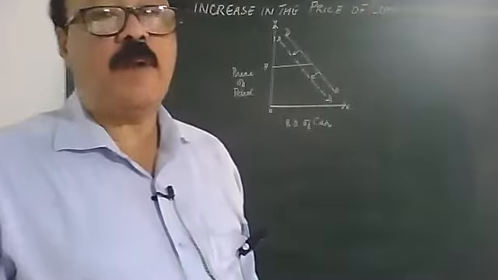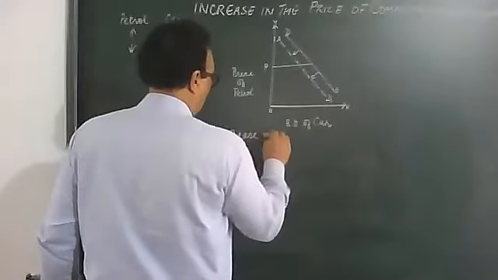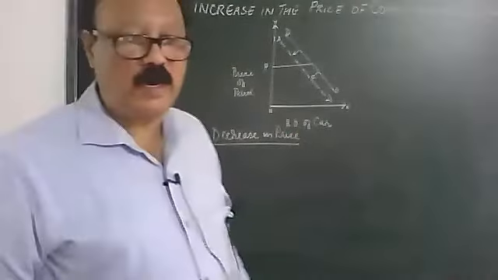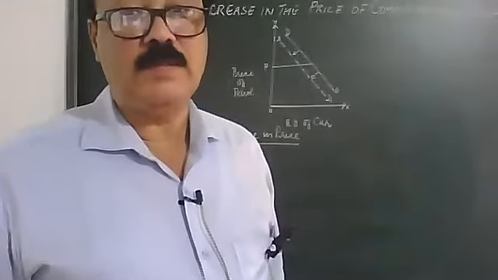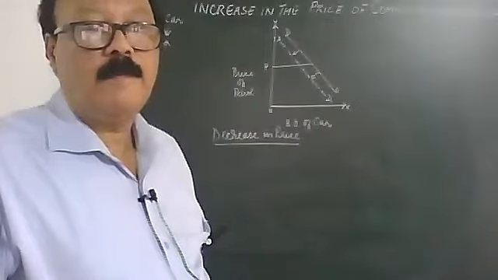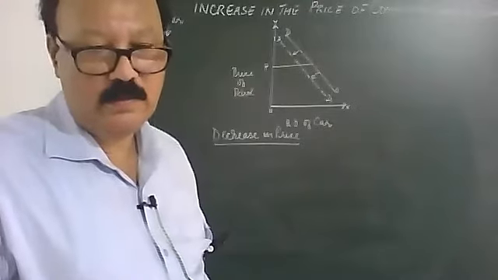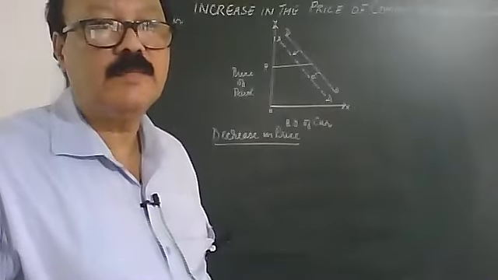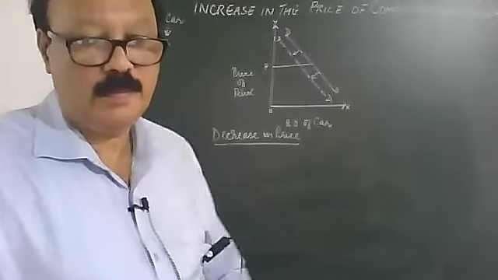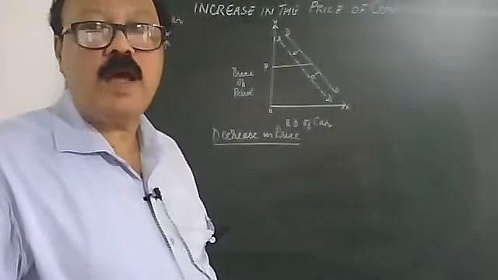Next is decrease in the price of complement product. Decrease in price. We come here. When there is a decrease, write down, if the price of the complement, in brackets petrol, decreases, then the demand for the commodity, within brackets car, will rise.